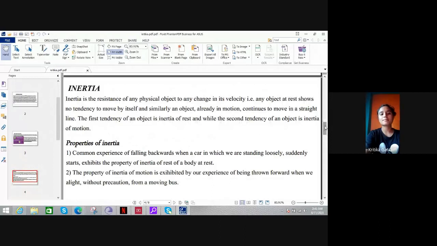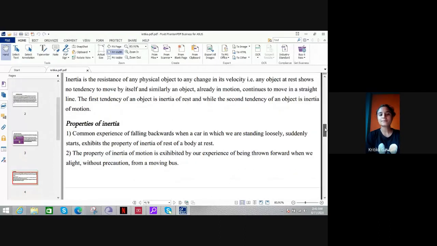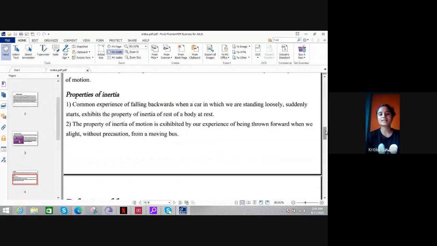Here are some properties of inertia. Common experience of falling backwards when a car in which we are standing loosely suddenly starts exhibits the property of inertia of rest of a body at rest.